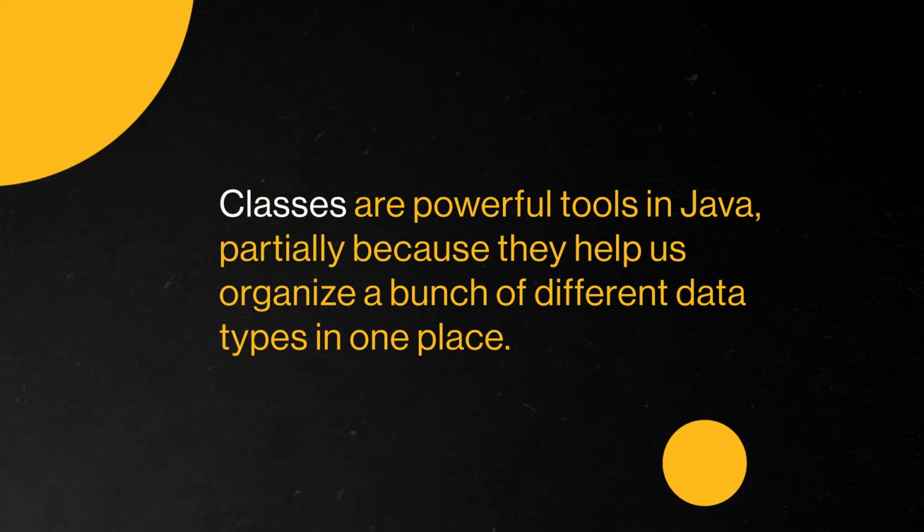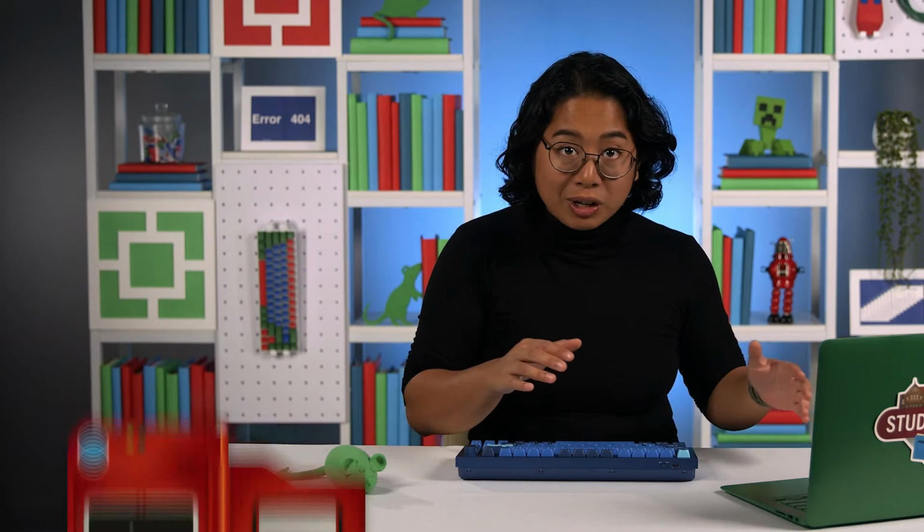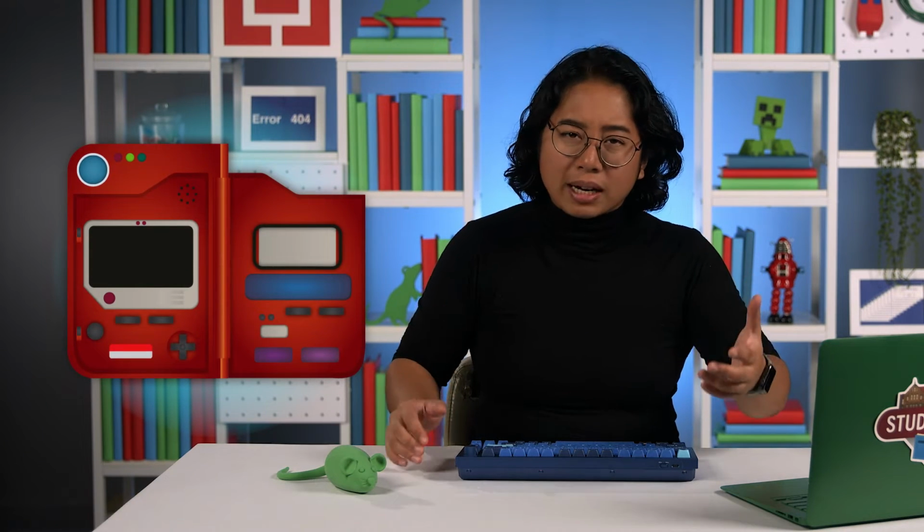Classes are powerful tools in Java, partially because they help us organize a bunch of different data types in one place. For example, if we have a cat class, we can store data about a cat's color as a string, its chonk scale as an integer, its nicknames as an array list of strings, and whether it's alive or dead as a boolean. Sorry, Schrodinger, we're not gonna mess around with the quantum superposition today. Obviously, this is a very relatable scenario, and that's all helpful information if we're maintaining a Pokédex for cats.